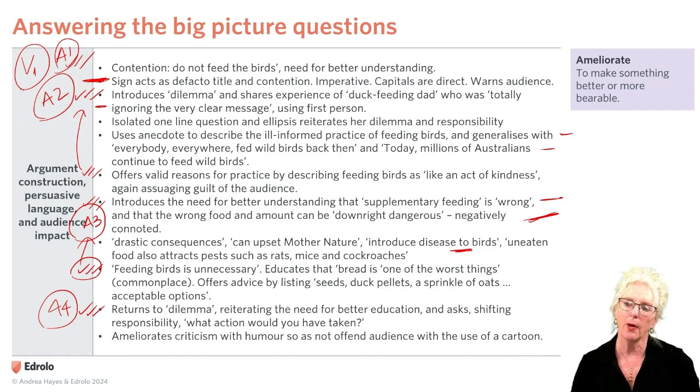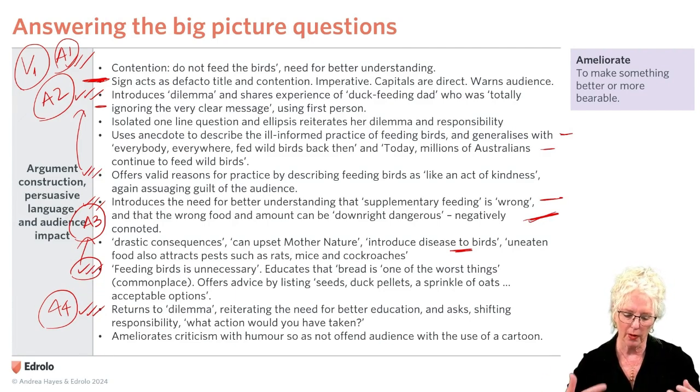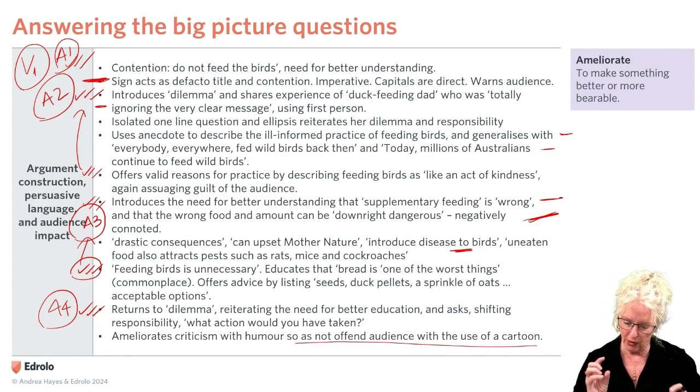Now, her dilemma all along is we're saying the duck feeding dad, he thinks he's doing the right thing, but we have to educate him. So all along we've really got this dilemma. So the first visual easily goes with the contention, and it's the strongest part of her criticism of people, do not feed the birds. And this last visual is so as not to offend the use of the cartoon.